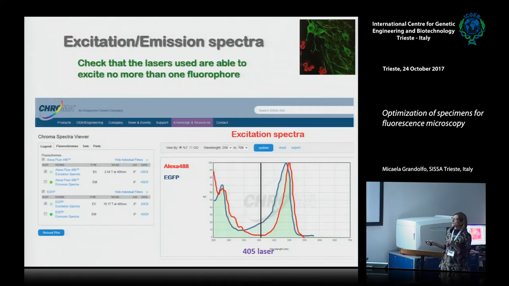So this is just to say, be careful every time you change the fluorophore, even if you are just substituting a green one with another one, because they are not the same, because the excitation emission spectra are not the same, even if they are green emitting, okay?